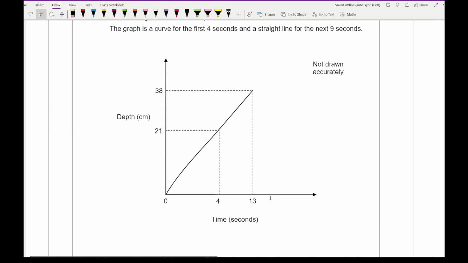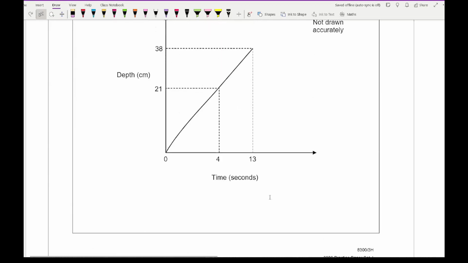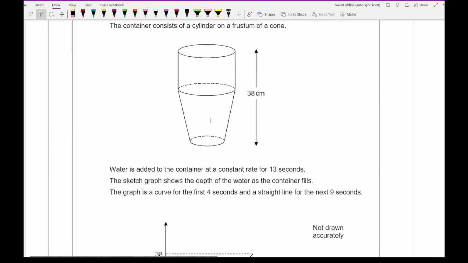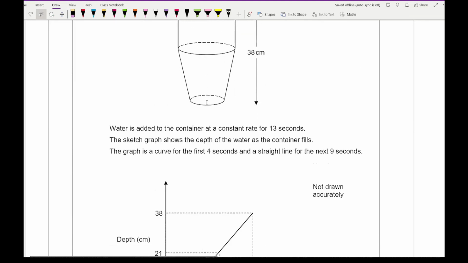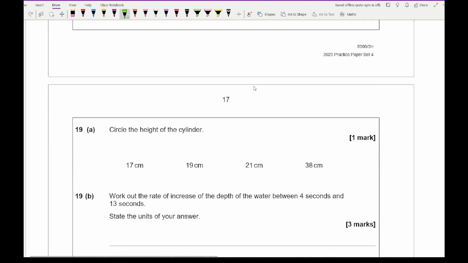So here is our graph, and the question is asking us to work out the height of the cylinder. Well, looking at this particular shape, it's going to fill the frustum first and then the cylinder. So the cylinder is going to be 38 take away 21. If I do 38 take away 21, that equals 17. So the correct answer is going to be my first option.